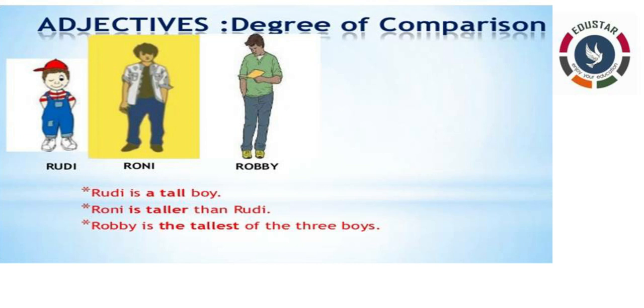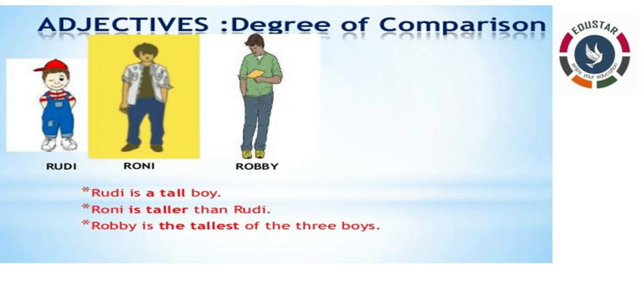Your next sentence is Roni is taller than Rudy. Here, Roni is compared with Rudy. So, it is comparative form. So the adjective tall will be changed into taller. And after that you have than. So it is a clue word, right?